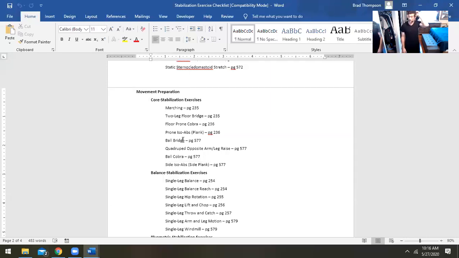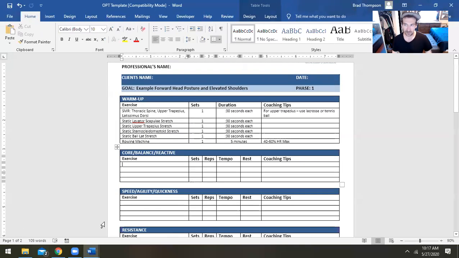So now we've addressed both sides. We got a little bit of front, we got a little bit of the back, and we're able to do a little bit for the chin tuck and a little bit for the low trap. So we're going to say marching. Coaching tip: keep chin tucked for deep cervical flexors, okay? Then we're also going to say floor prone cobra, right? Focus on scapular retraction. That's going to be a really big one there.